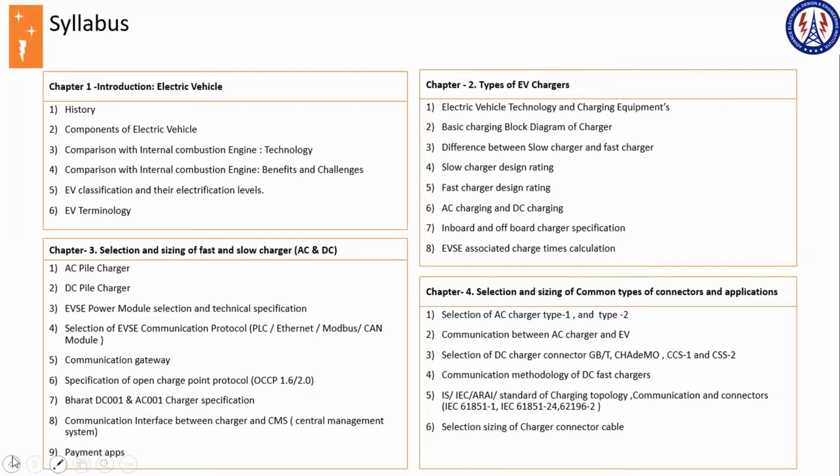If you look at the global scenario, this might not be available everywhere, because these are made-in-India chargers and very specific to the Indian market. But still we will address that also, because you should be aware of what other countries have.